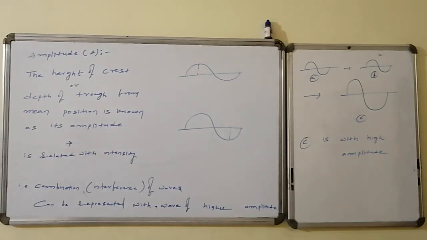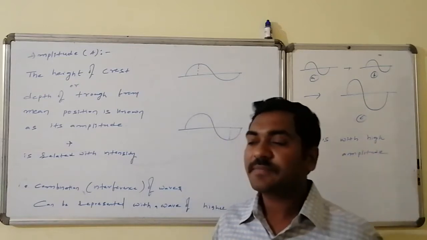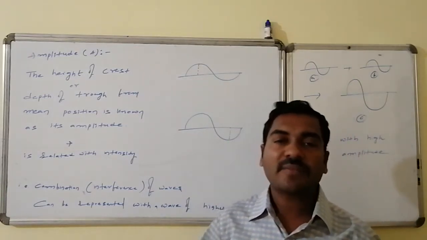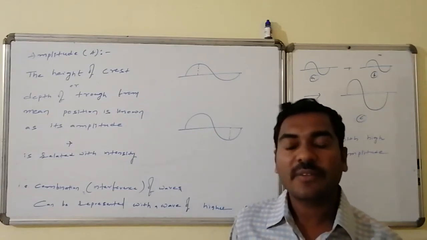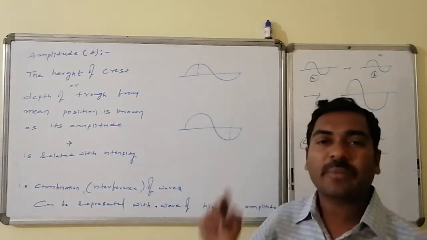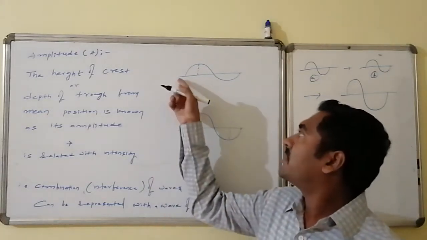Welcome friends, let us go for the next part of discussion, that is amplitude as well as the intensity. Amplitude, the height of crest or depth of trough from the mean position of a wave propagation is said to be its amplitude. This is a wave propagation's one single part, that is wave is taken. This is the mean line.